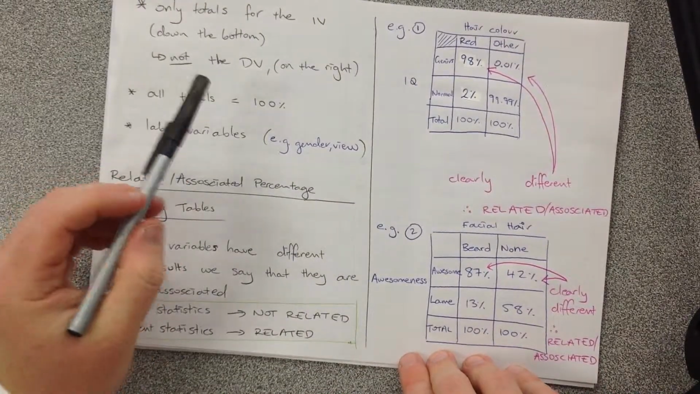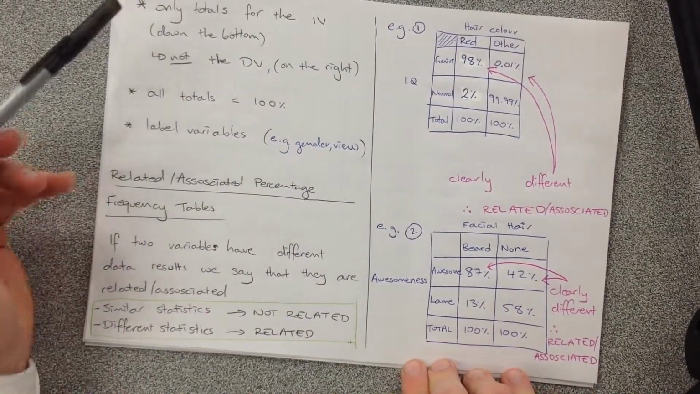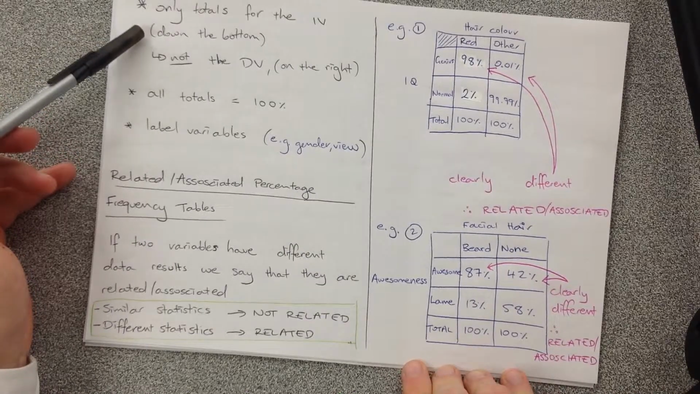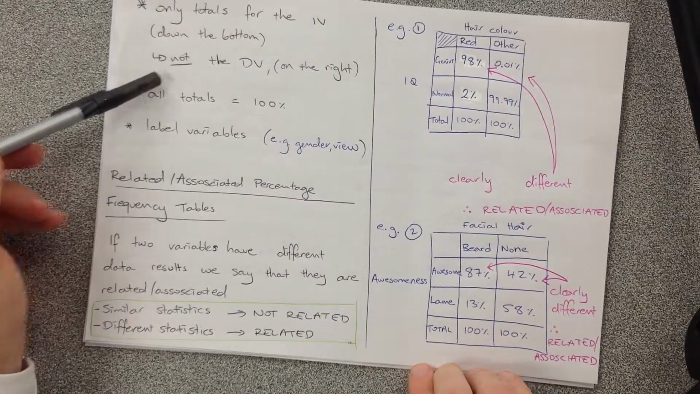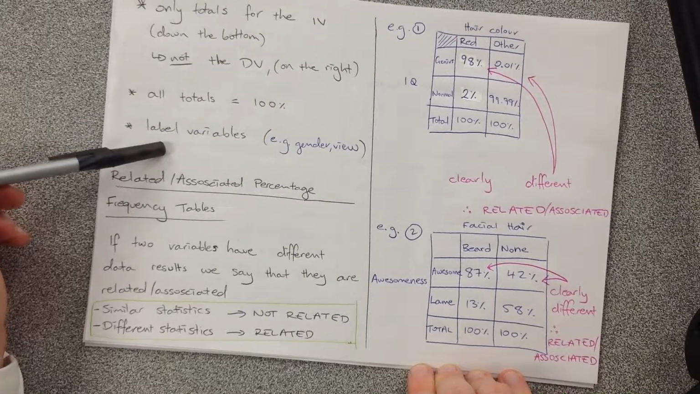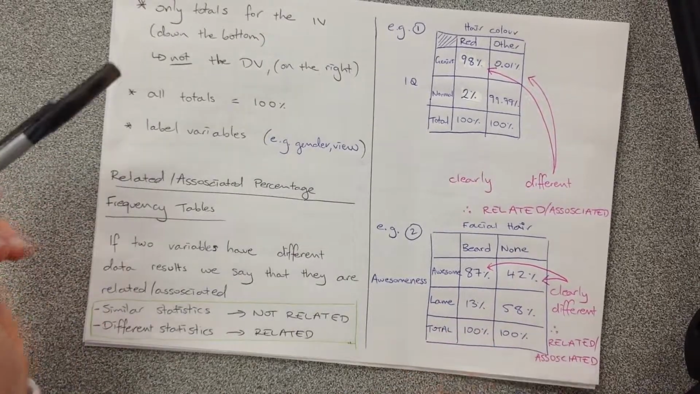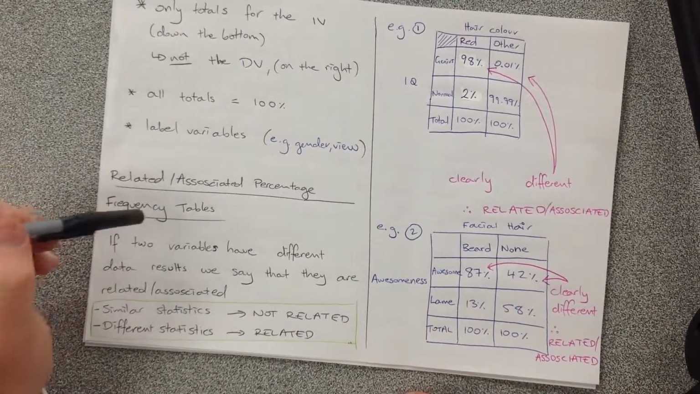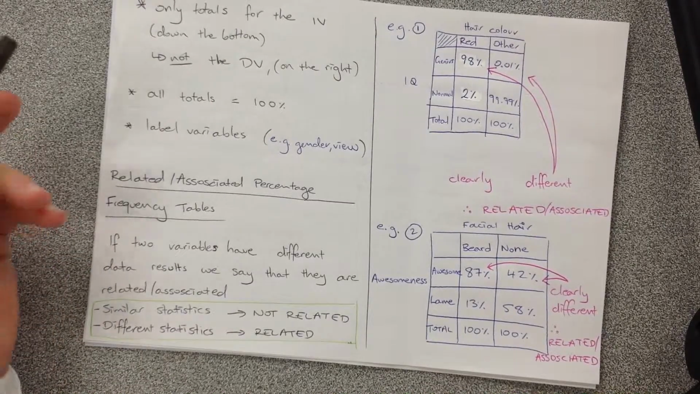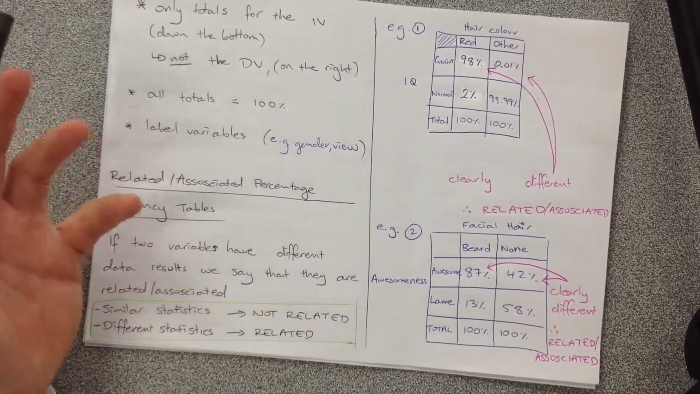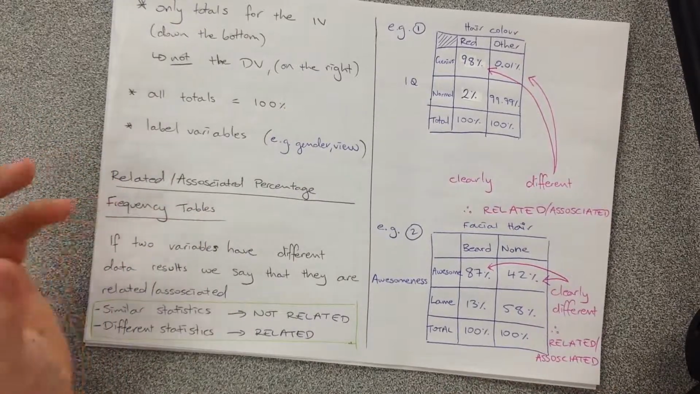Secondly, here's some more information about two-way frequency tables. Only totals for the independent variable, I've told you that already, not the dependent variable. All the totals have to equal 100%, and we still have to label the variables. We'll get some practice with them, so that'll be fine. Second thing, we're also going to think about whether the two variables are actually related to each other, like whether they're affecting each other, or if they're not.